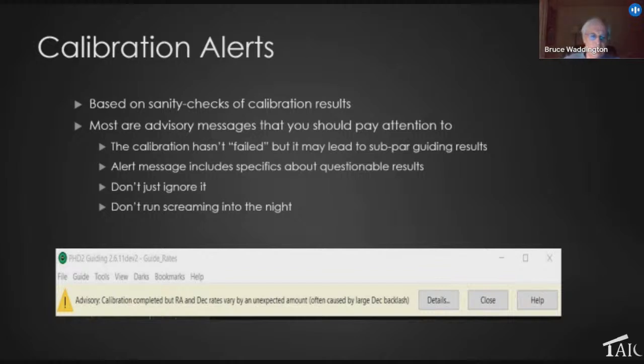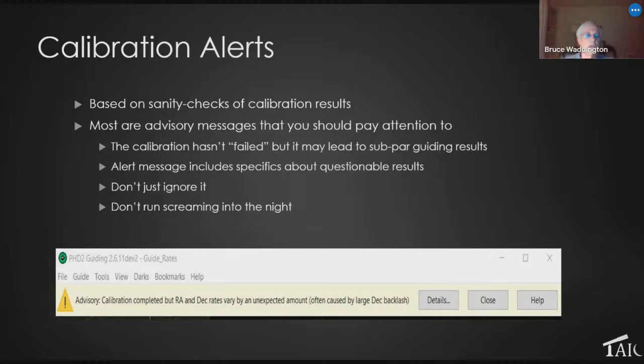Now, back in the bad old days, if the calibration finished at all, that was the end of story. You could use it and away you went. And the problem with that is you have no way of knowing, unless you were analyzing guide logs, whether the calibration itself had any flaws in it. And therefore, you might waste an entire evening trying to do imaging with a calibration that wasn't very good to begin with.